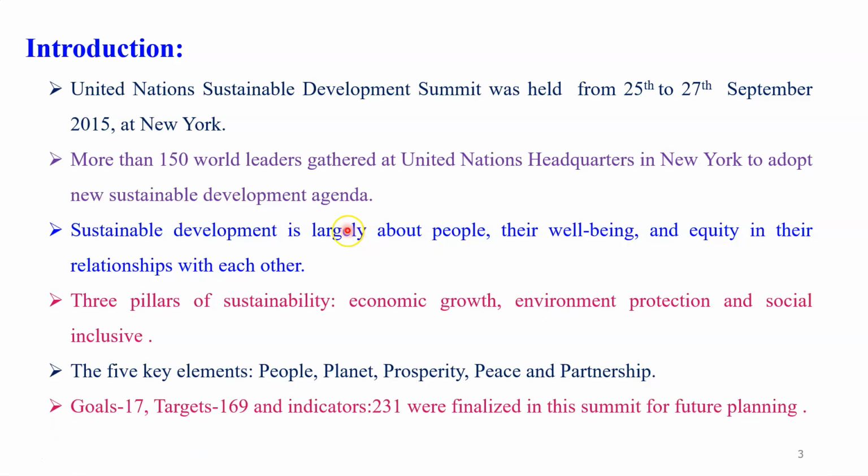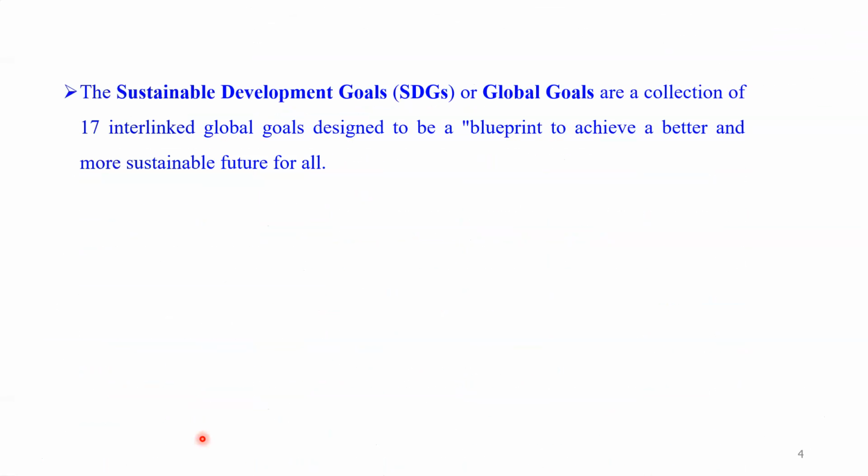And for sustainable development, they decided on 17 goals with 169 targets, and to assess the achievement of these goals and targets, they also decided on 231 indicators. On the basis of these indicators, they can analyze what type of achievement they have made from time to time. For that purpose, these 231 indicators were decided and finalized in this conference.